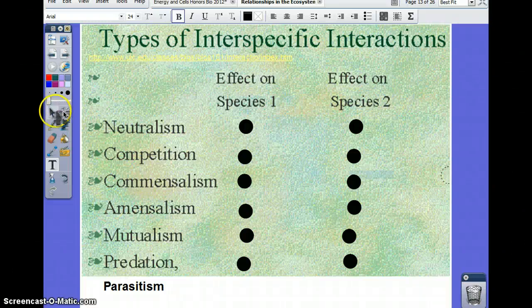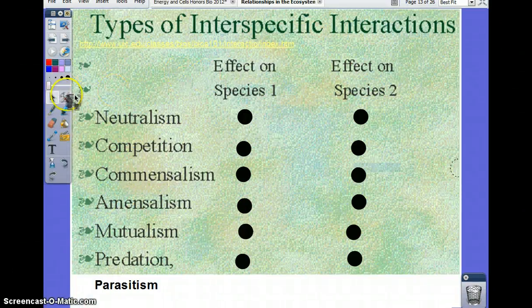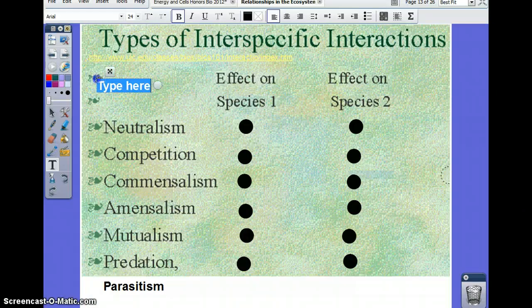So this is basically an overview of the relationships we discussed. A plus sign will reference a positive effect, a negative sign will reference a negative effect, and a zero will reference a neutral effect. So these are all going to be expressed as one species and the other in no specific order.